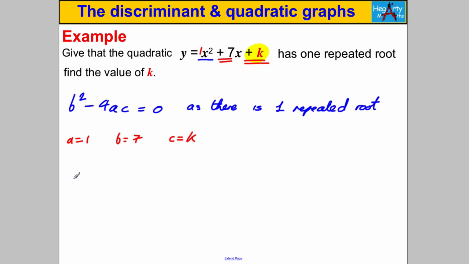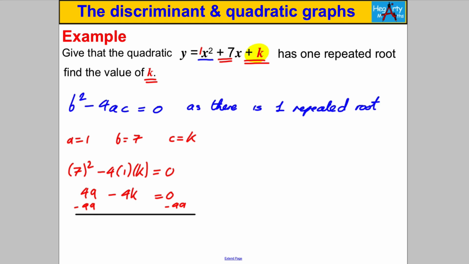So let's work out b squared subtract 4ac. That's going to be 7 squared subtract 4 multiplied by 1 multiplied by k. And you know that's equal to 0. So that's 49 subtract 4k is equal to 0. Now, they've asked us to find the value of k that makes it have one repeated root. So all we've got to do is solve this equation to find k. So let's subtract the 49 off both sides. And we'd get ourselves that negative 4k is equal to negative 49.